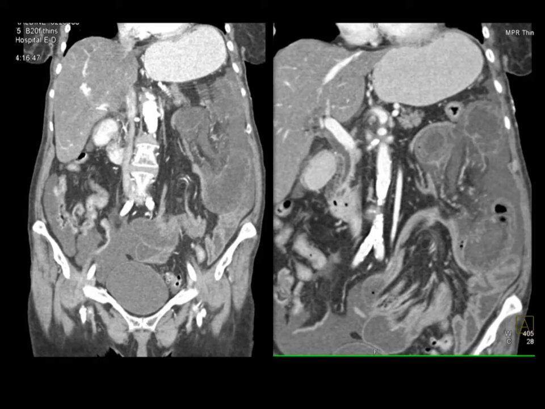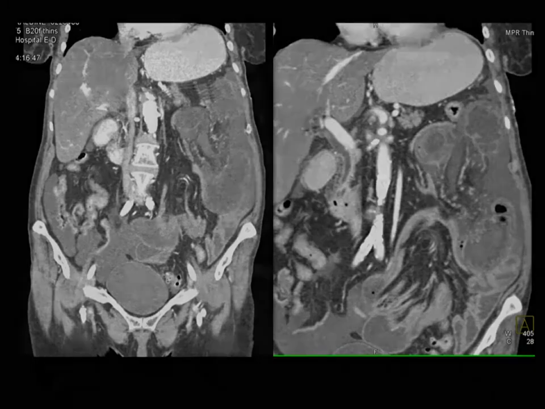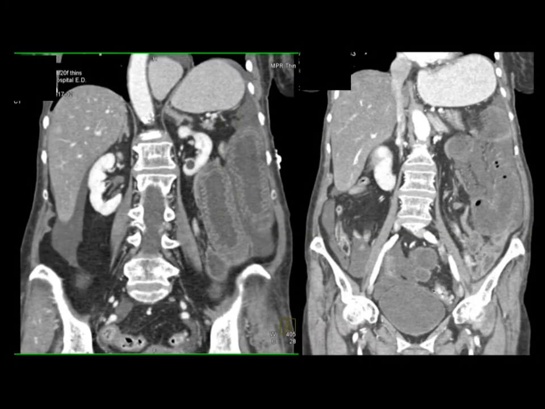So CTA really gives you a good look at bowel enhancement. And here you can see very nicely that the bowel in the left upper quadrant is not enhancing compared to the bowel on the right side. Just a very, very nice example of an internal hernia. And again, the coronal views were particularly useful in this example.